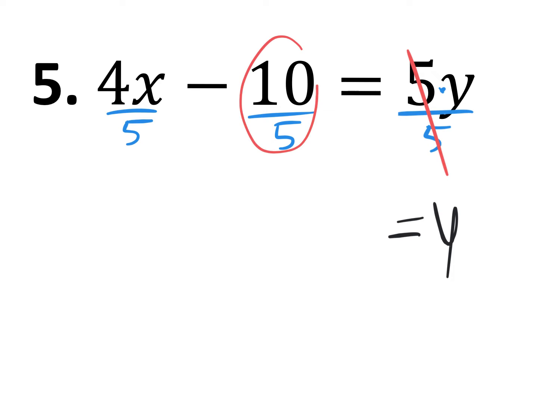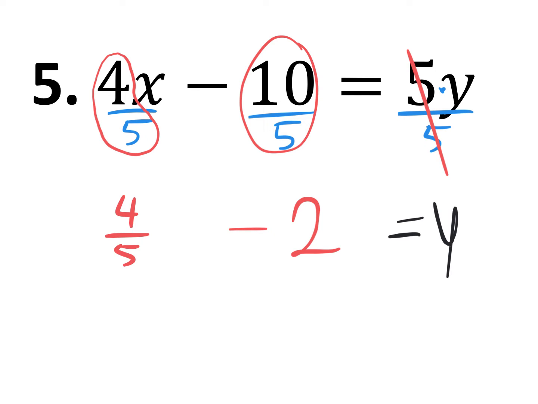And this one's easy. 10 divided by 5 is 2. And of course, you have a minus sign in front of it. And over here, this guy, you can't divide 4 by 5. And that's okay. We're just going to leave it like a fraction. We're going to write it 4 over 5. And the x, I'm just going to put it right next to the fraction. Instead of leaving it up on top with the 4, I'm going to put it right next to the fraction.